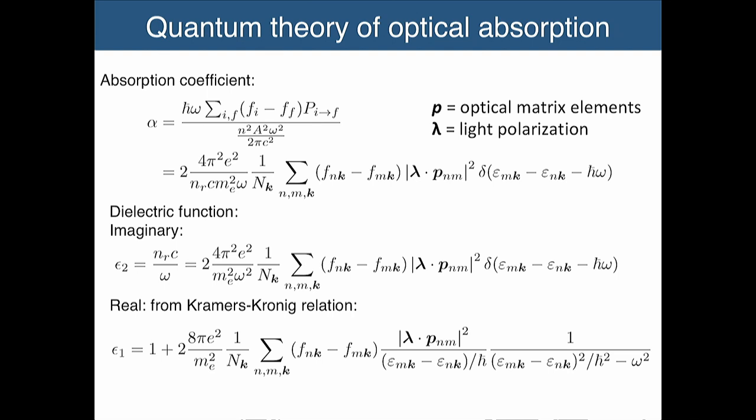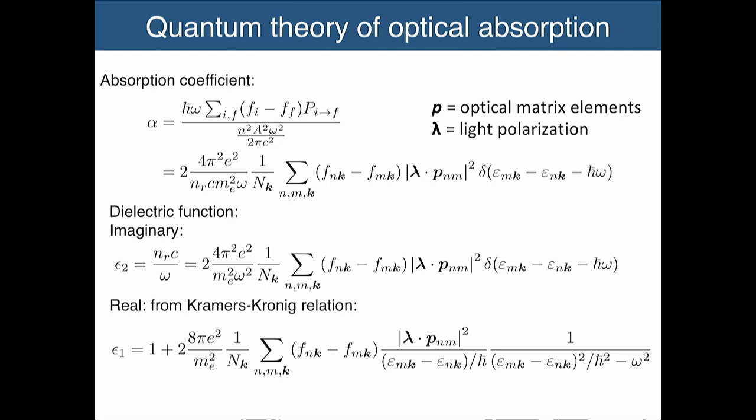Okay, and of course, if you know the absorption coefficient, you can also find the imaginary part of the dielectric function. Again, a similar equation with a different prefactor, otherwise the same quantities come in. And once you know the imaginary part, you can switch to the real part and find the screening properties or the refractive index through the Kramers-Kronig relation. And if you do that, you get this equation. Instead of a delta function, now you have these energy denominators.